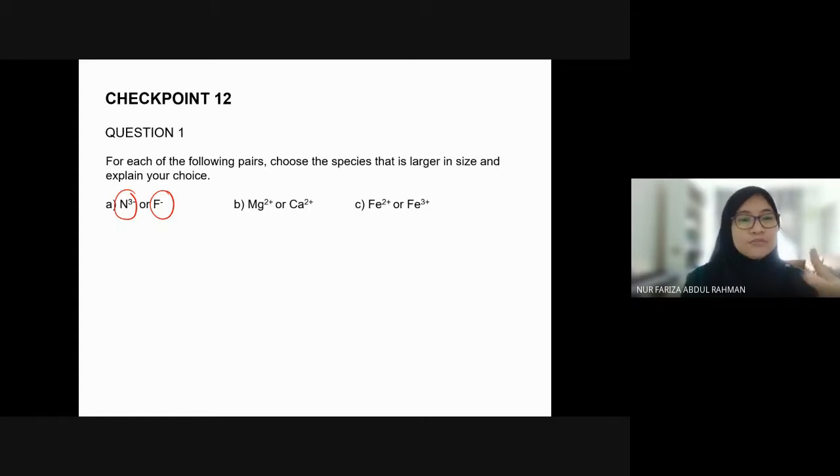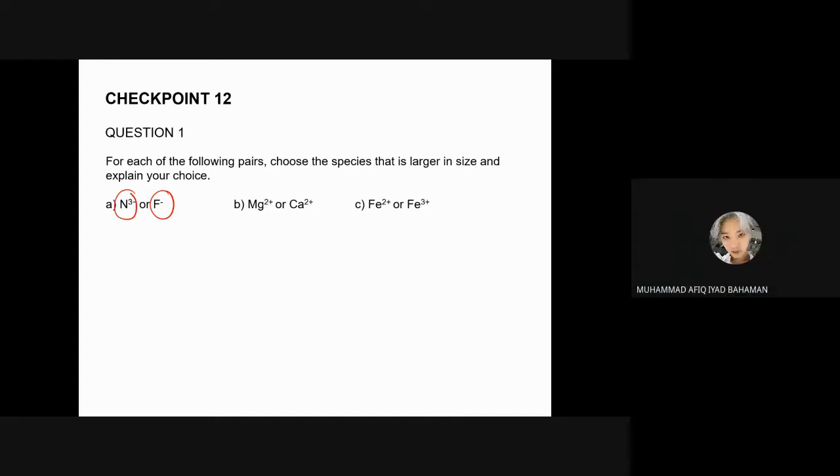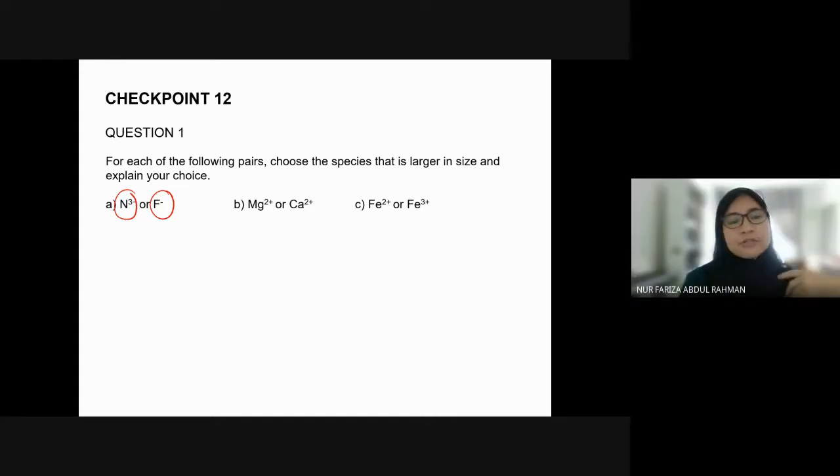Okay, so what need to be highlighted for this one? Apa yang kita nak highlight kalau nak explain your choice? Guys? Z effective. Yes, in terms of Z effective. And then one more thing, lagi satu that you need to highlight. What is it about?